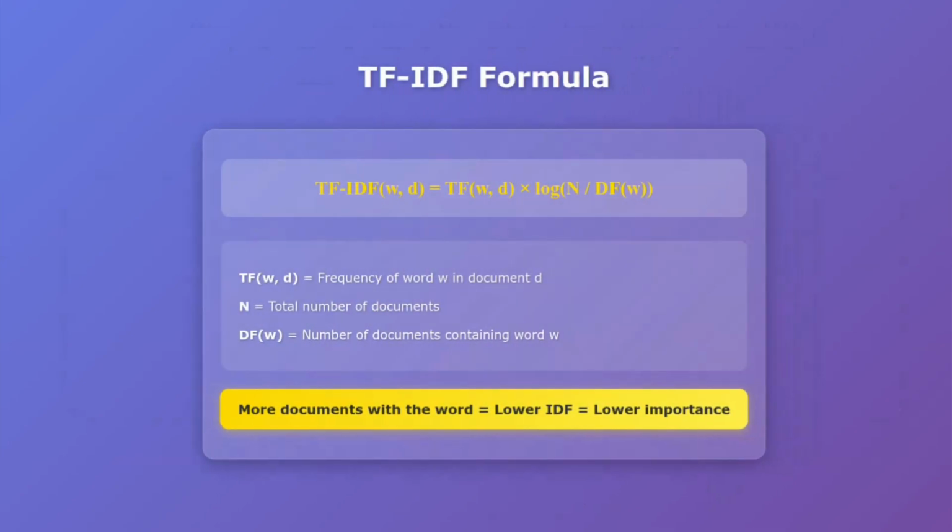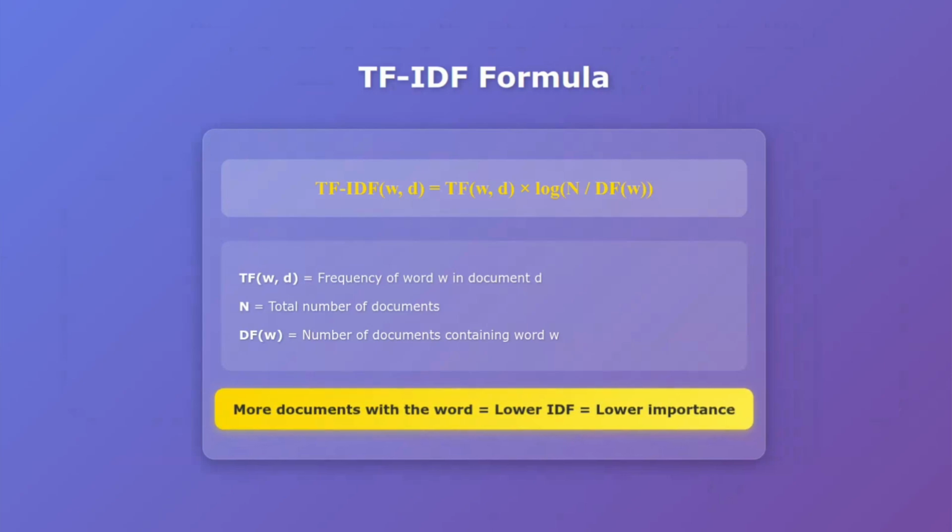Let's look at the actual formula. Don't worry, it's simpler than it looks. TF-IDF for a word W in document D equals TF times the logarithm of N divided by DF. TF of W in D is just the frequency of that word in that document. We've seen this before. N is the total number of documents in your corpus. And DF of W is the document frequency, how many documents contain this word.